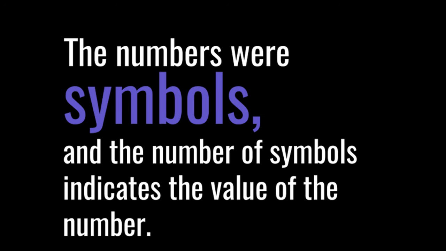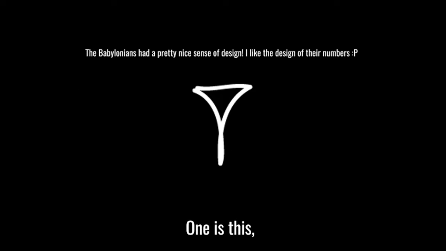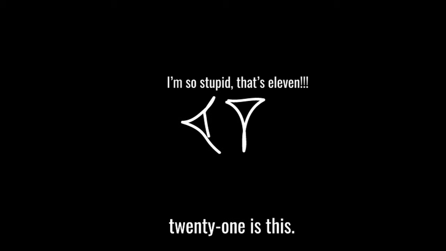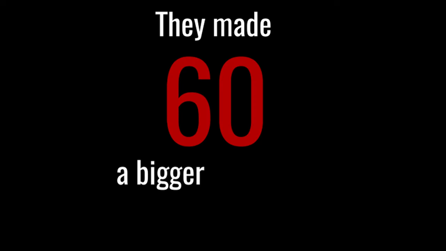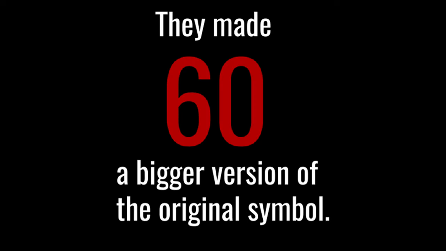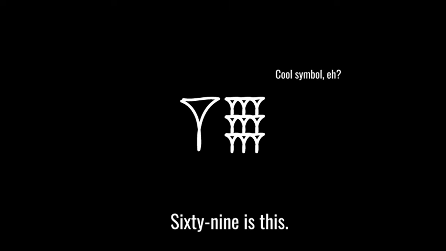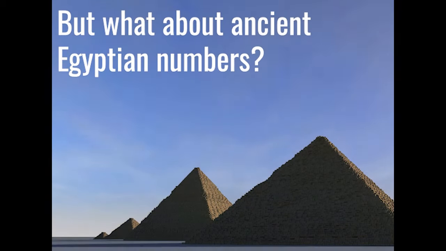Back then, they didn't use the numbers we have now. Instead, the numbers were symbols, and the number of symbols indicates the value of the number. For example, the Babylonians had a pretty darn nice symbol. 1 is this, and 2 is this. And then, when they got to 10, they made the symbol turn sideways. So 10 is this, and 21 is this. Since the Babylonians really loved the number 60, they made 60 a bigger version of the original symbol. So, 69 is this. But what about ancient Egyptian numbers?